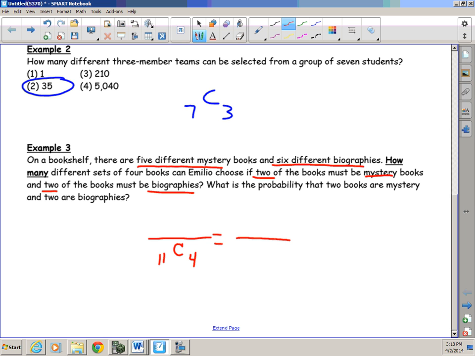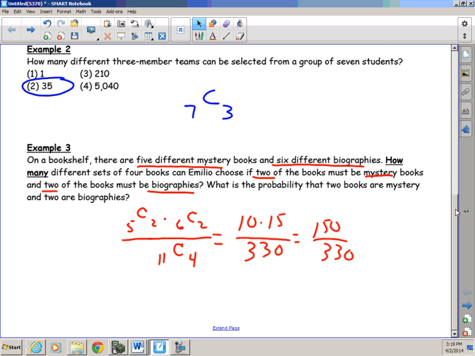Now I have 2 different groups. Group 1 is 5 mysteries, and I want to choose 2 of those, and I want to choose 2 of the biographies. Since it's "and," I need multiplication. So this would be 10 times 15 over 330, which is 150 over 330.